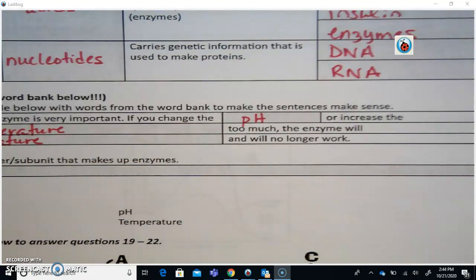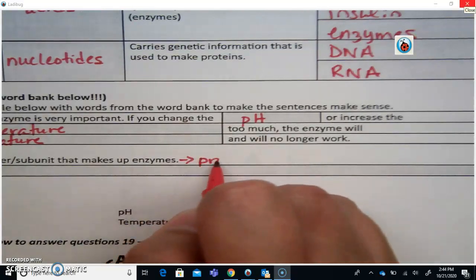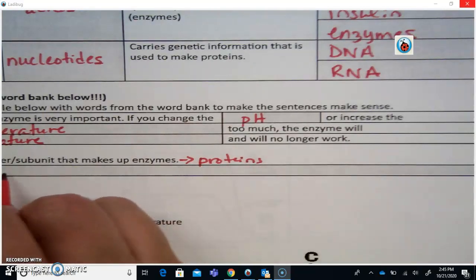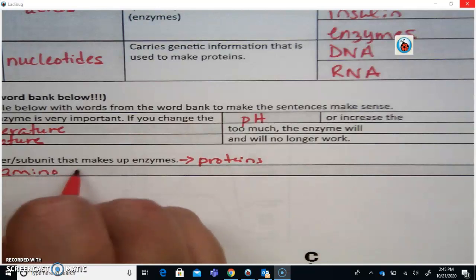Number 18, the monomer or subunit that makes up enzymes are, because enzymes, remember, are proteins, so enzymes are going to be made up of amino acids.